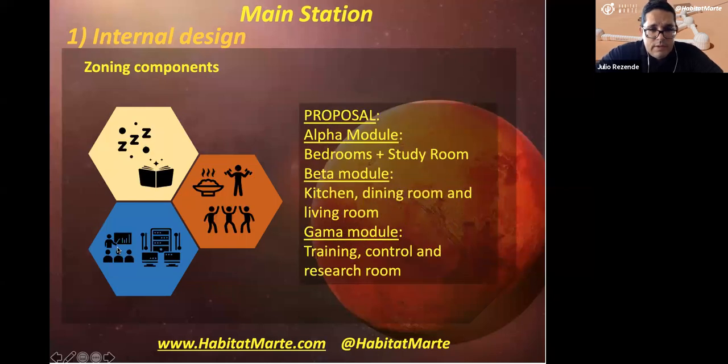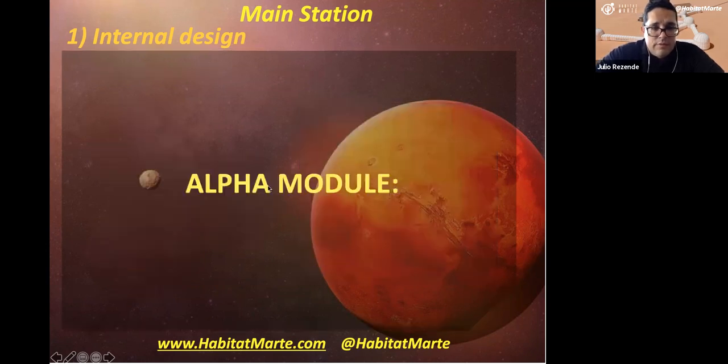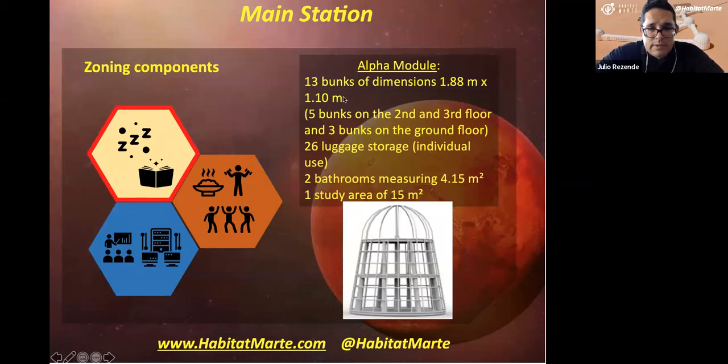In the first module, we have the bedrooms and the study room. In the beta module, we have the kitchen, the dining room, the living room, also the area for exercises, for workouts, and the gamma module is for training, control, and research room. The alpha module presents bunks and beds for 26 astronauts, also an area for luggage storage.